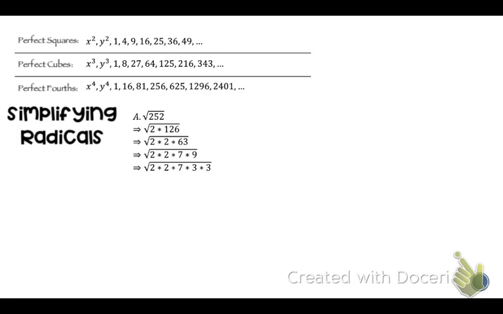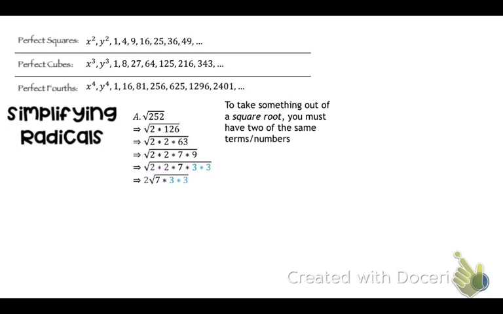Now we have to see, do we have any pairs here? Well, we have a pair of 2s and we have a pair of 3s. So I can pull out that 2, and I can also pull out that 3. And when you pull them out, they end up multiplying to each other. So that's going to be 2 times 3, which is 6, square root of 7.